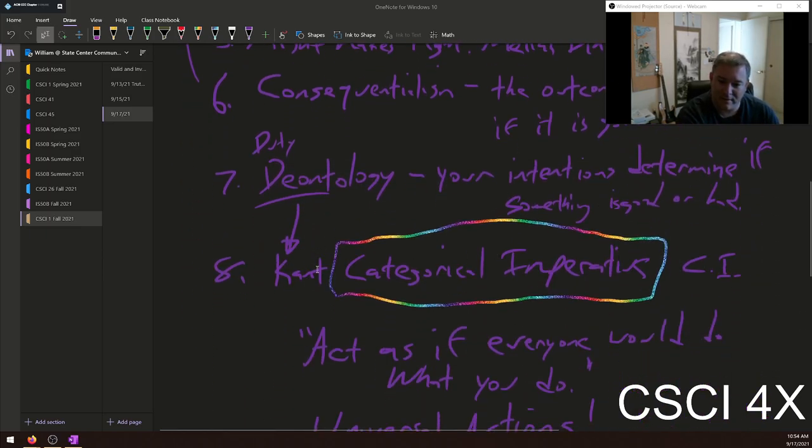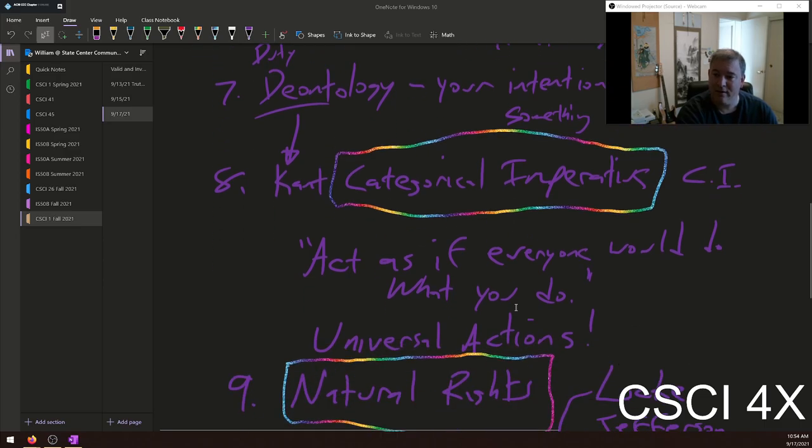And then the categorical imperative: murder is wrong because if everyone did it, there'd be no one left. Right? Or you get these horrible dystopian civilizations where everyone's just gunning each other down left and right. Total anarchy. It's not fun. It's not cool. You wouldn't want to live there, you know?